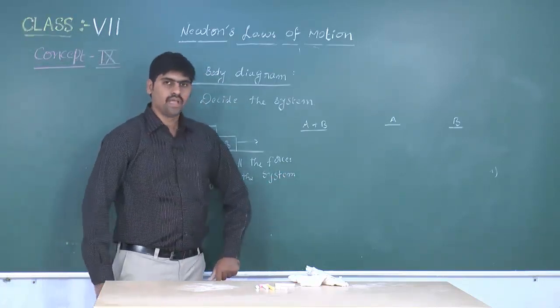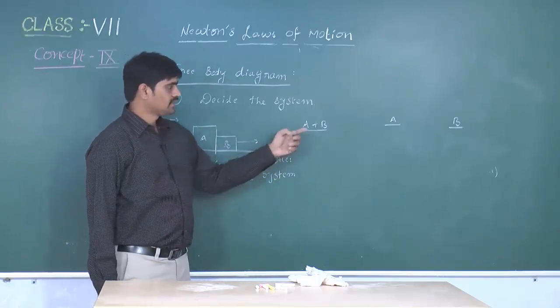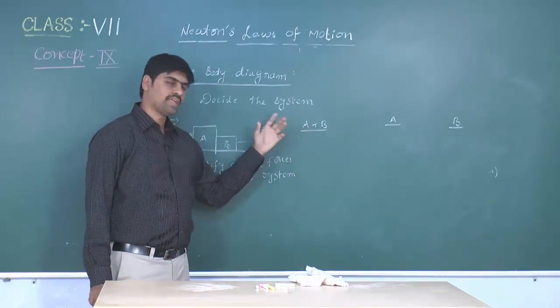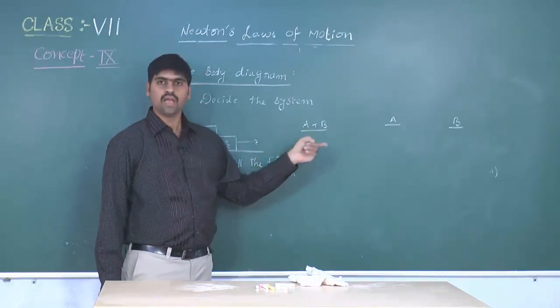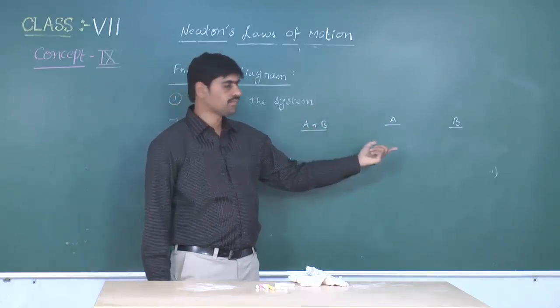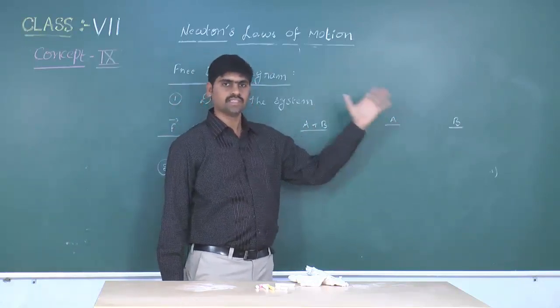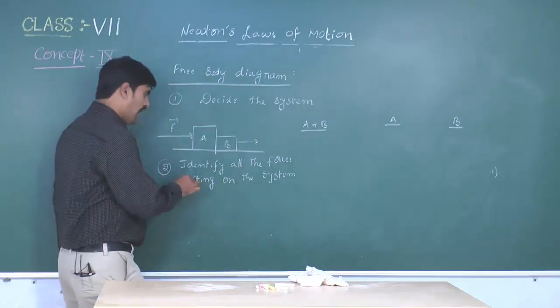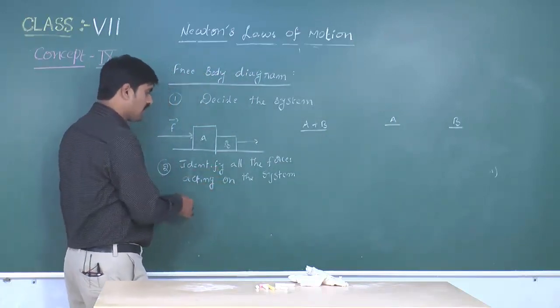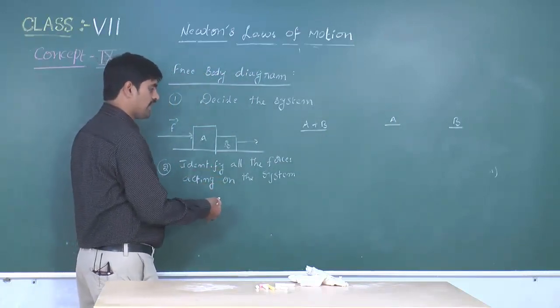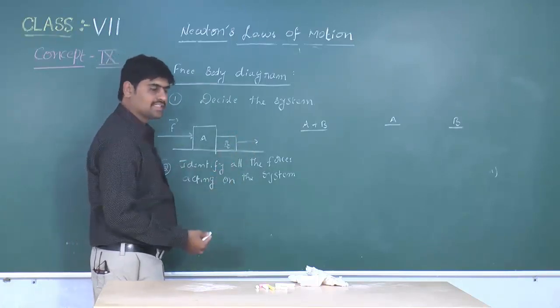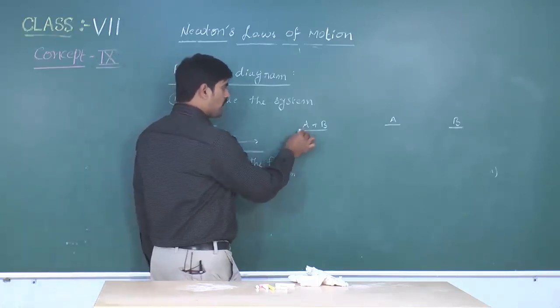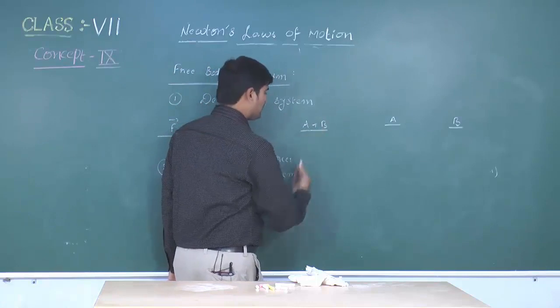That means now we have decided three cases. One is we can take A plus B as a system, and also we can take A as a system, and also we can take B as a system. Now you have to identify all the forces which are acting on the system. So now we are taking A plus B whole as a system.